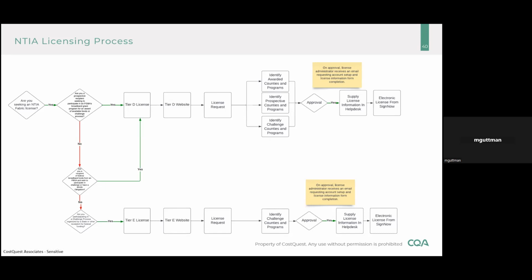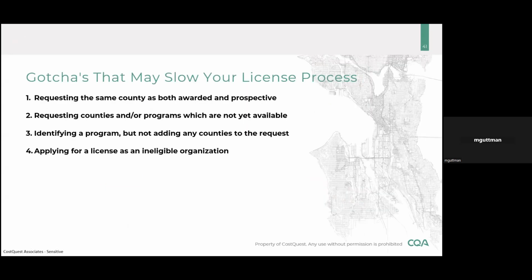On Tier E, everything is basically the same on that lower branch. You'll come into a website, slightly different URL. You'll fill out the license request. Based on your information, you'll get approved. And then upon approval, you'll get a request to supply license information to our help desk, and then subsequently receive a license for your signature. Normally that takes about 1 to 2 business days. It might take a little bit longer if we have some questions about the information that was submitted in the license request form. So just finishing up here on the next slide.